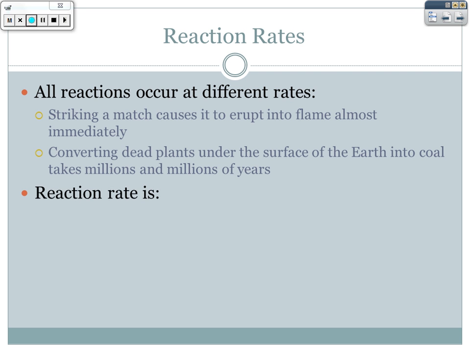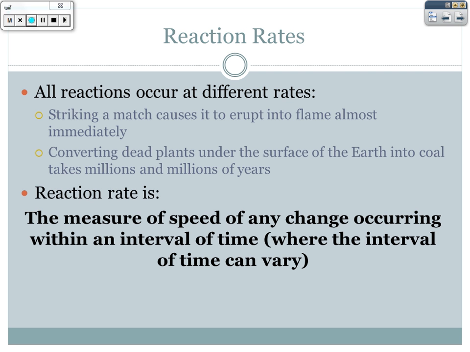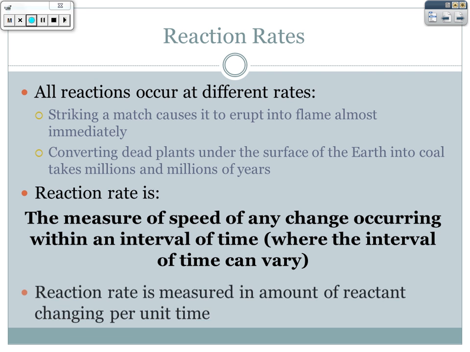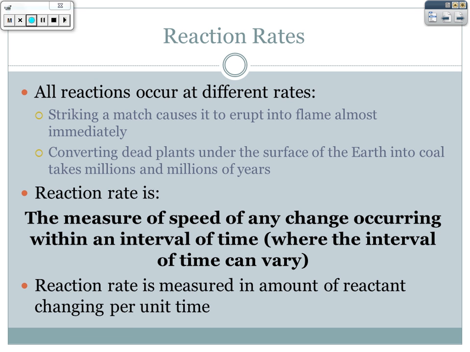Reaction rates, we can define it as the measure of speed of any change occurring within an interval of time, where the interval of time can vary. So it's important that you know that there's no specific time length that we're talking about. It's just any interval of time. And they're measured in amount of reactant changing per unit time.